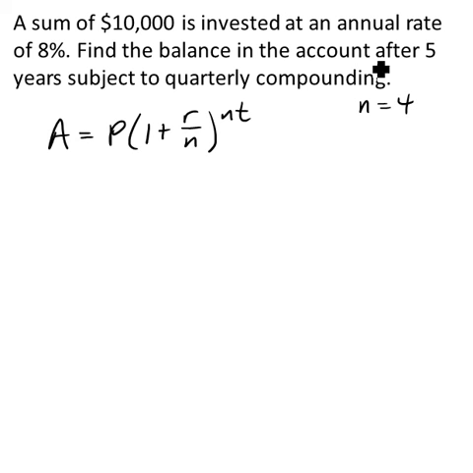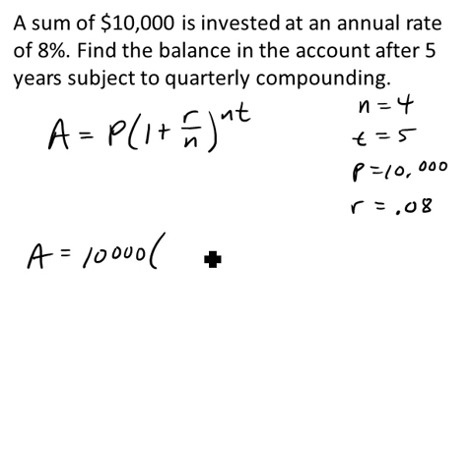We're asked to find the balance after 5 years, so that 5, that's the T, it's the number of years. And the $10,000 that's originally invested, that's our principal. And it's invested at 8%, so that's our rate, written as a decimal, is 0.08. So we're just going to go ahead and plug those values into the appropriate places, and that'll show us what our amount A is. So we have 10,000 times 1 plus 0.08 over 4 to the 4 times 5.